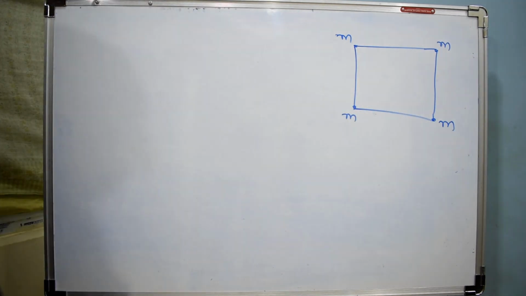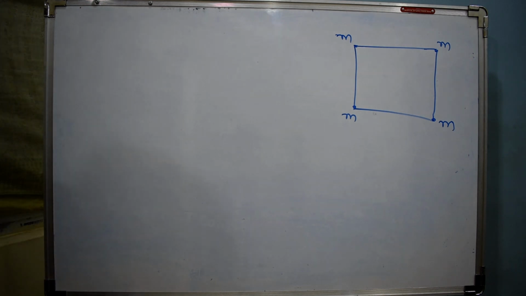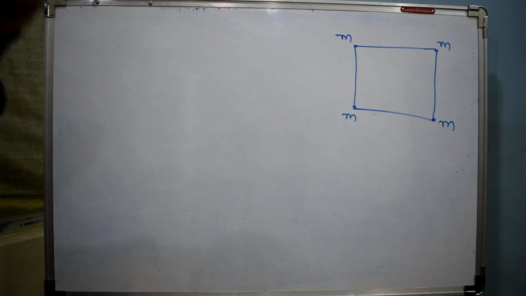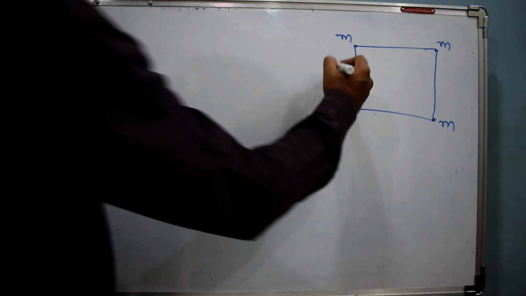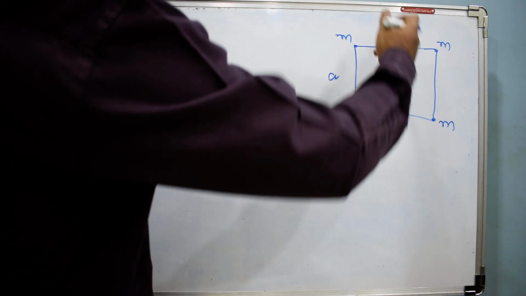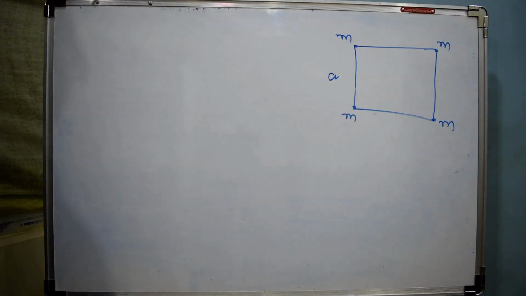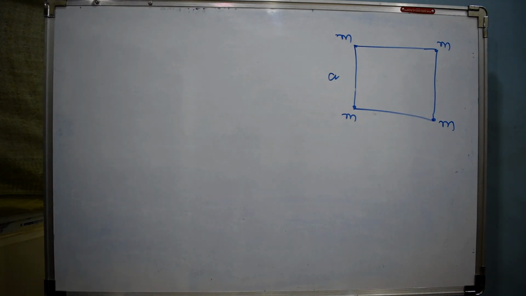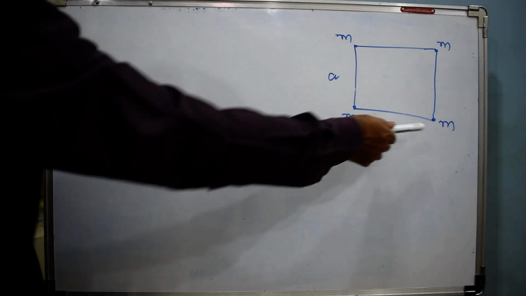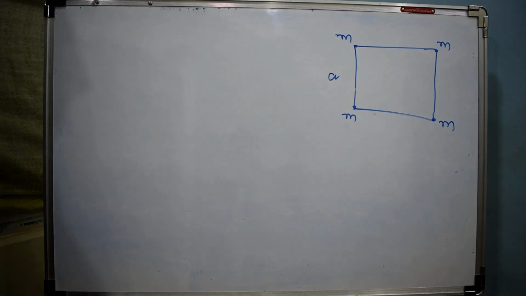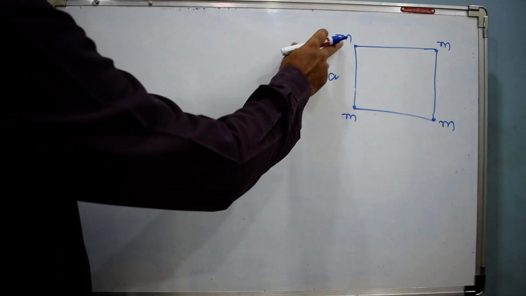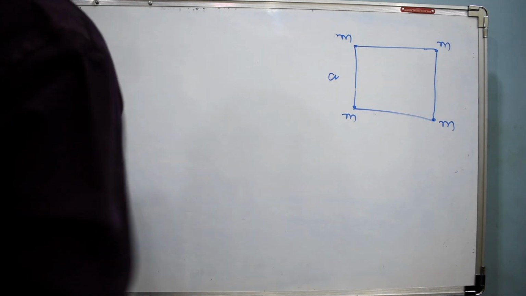So let's say we have fixed 4 masses at the 4 corners of a square of side A each. Each side length is equal to A since it is a square. Now we want to find the resultant gravitational force acting on any one of those masses, due to the other three. Let's say we want to find the gravitational force on this one due to the other three.